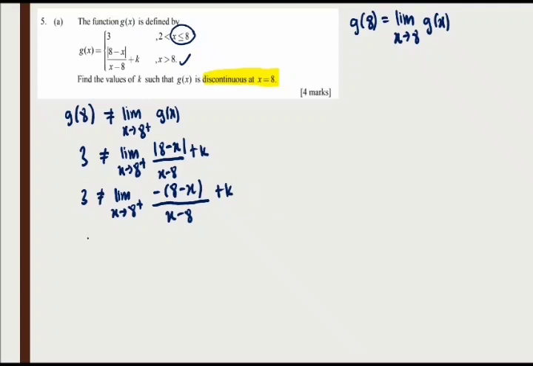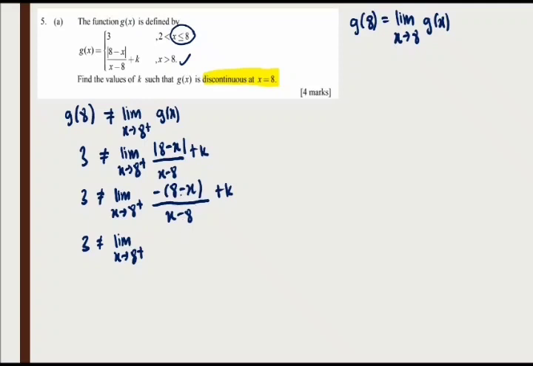Okay, so the next line that we have is 3 is not equal to... so if we substitute this, if we rearrange this value, we will have this over here. If we double check here, we will get that. If we factor out negative x over here, we can simplify this so that this will just become 1 plus k.